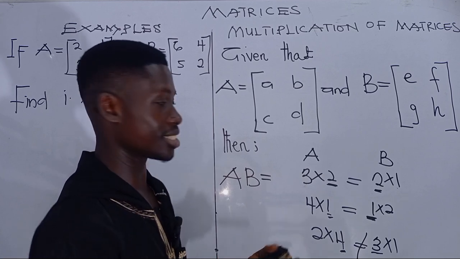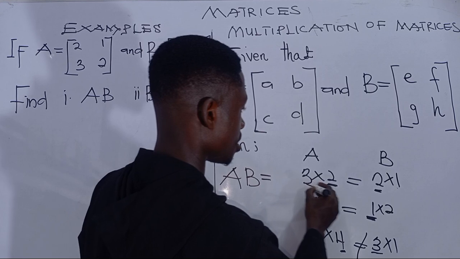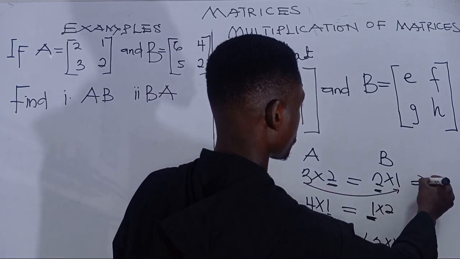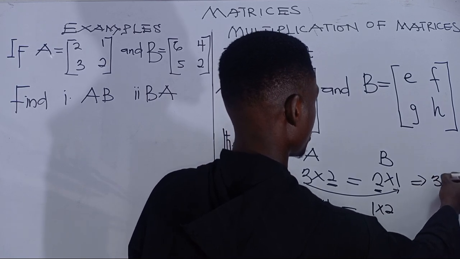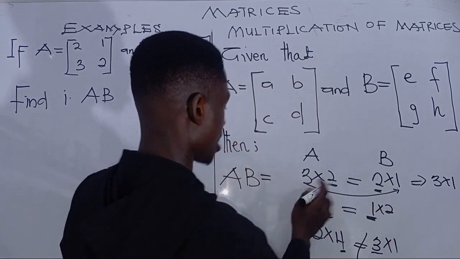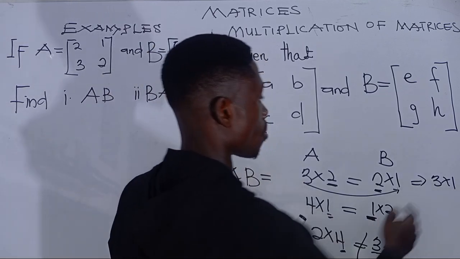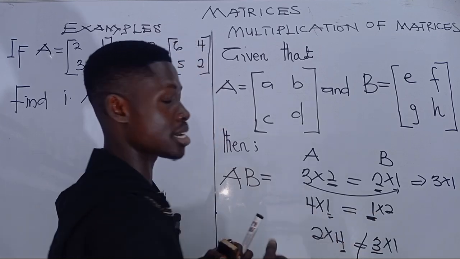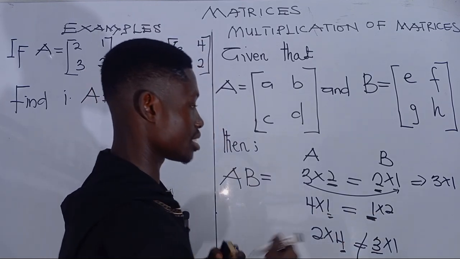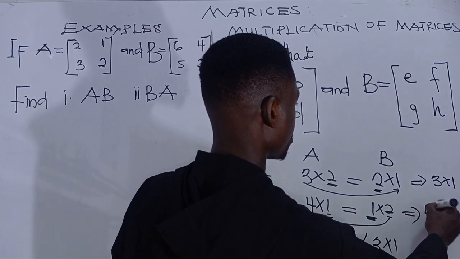The resulting matrix, when these two matrices are multiplied together, is going to be of this very form. So we are going to have a 3 by 1 matrix. So when these two matrices are multiplied together, the resulting matrix is going to be a 3 by 1 matrix. Similarly, when these two matrices are multiplied together, the resulting matrix is going to be a 4 by 2 matrix.